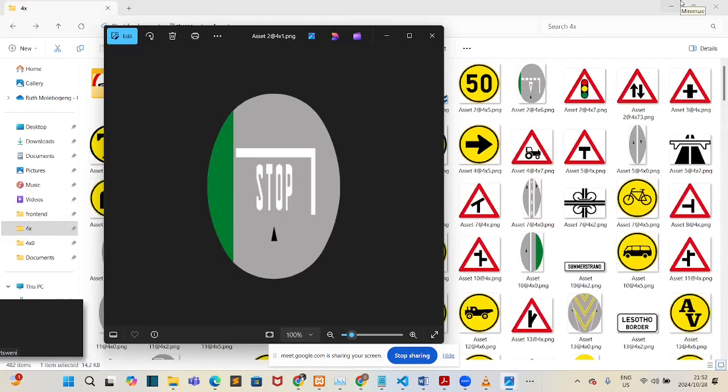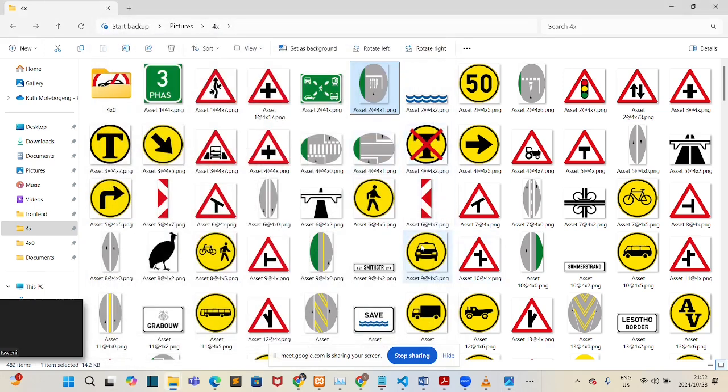You are given that marking. Does this road marking have the same purpose as a stop sign? A, true. B, false. C, neither. A, true. True. These markings have the same purpose as a stop sign. Next question.